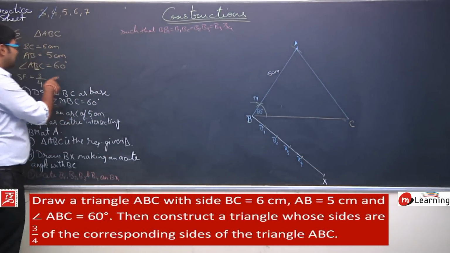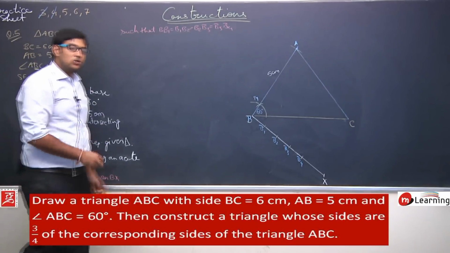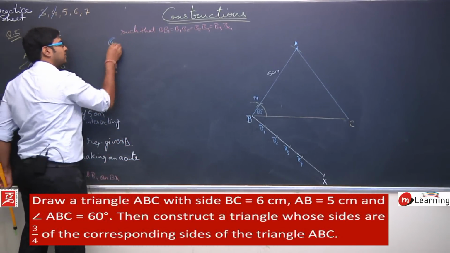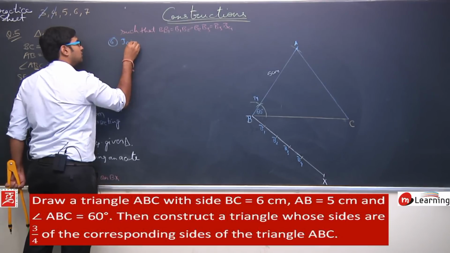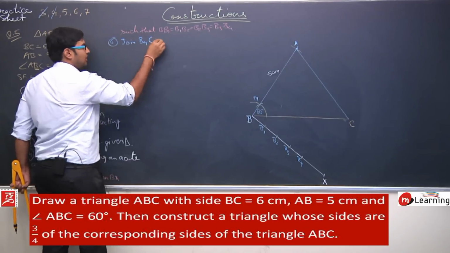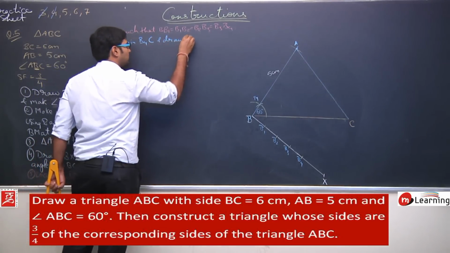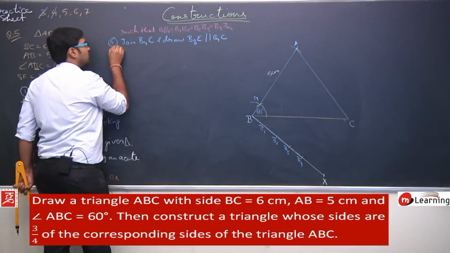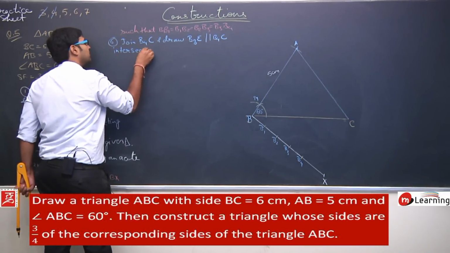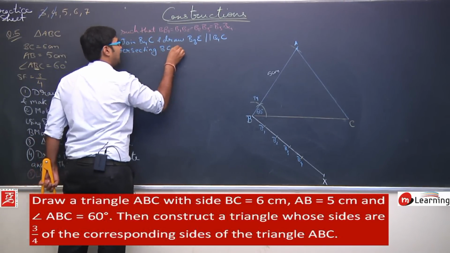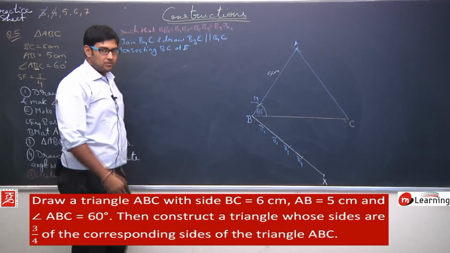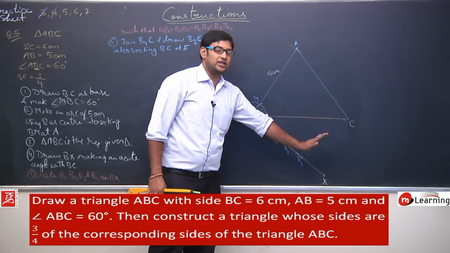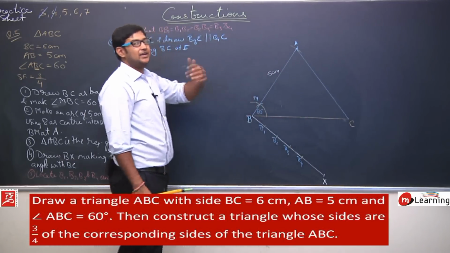Now see, the triangle that I require is a smaller triangle. So what I will do, I will join this B4 with point C. The next step, this is the fifth, so the sixth step will be: join B4C and draw B3E parallel to B4C, intersecting BC at E. Join B4C, and from this point B3 draw a line which is parallel to this B4C and intersects BC at point E.